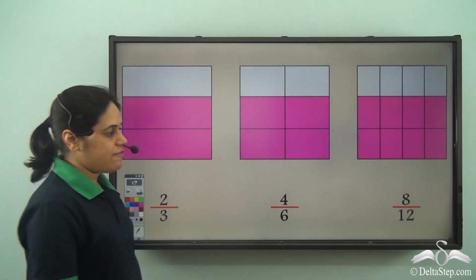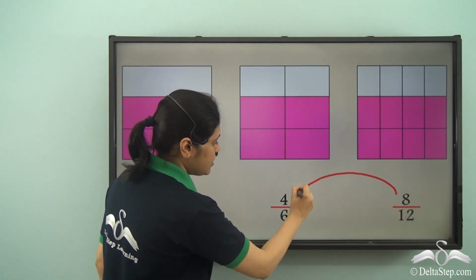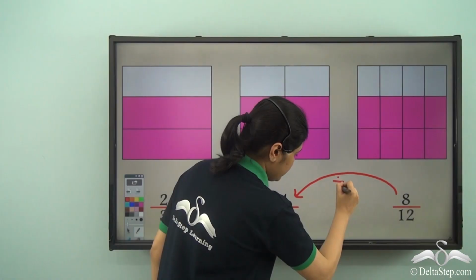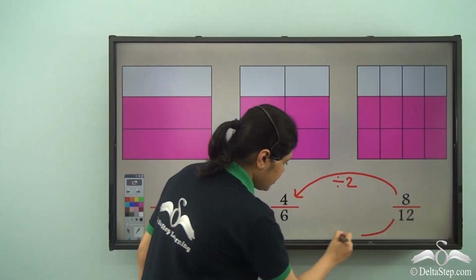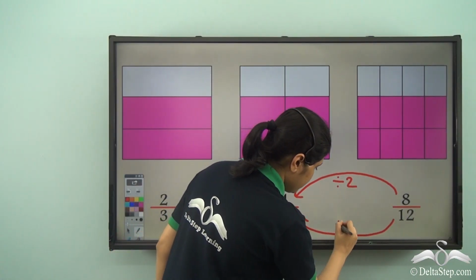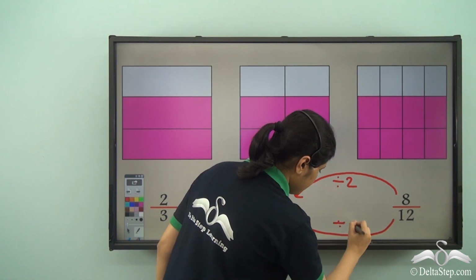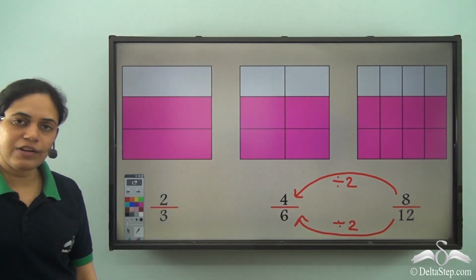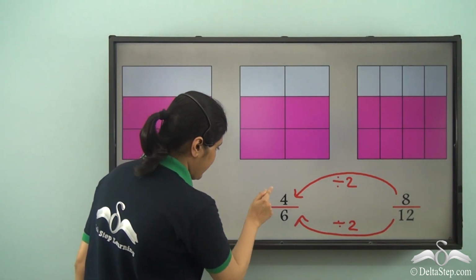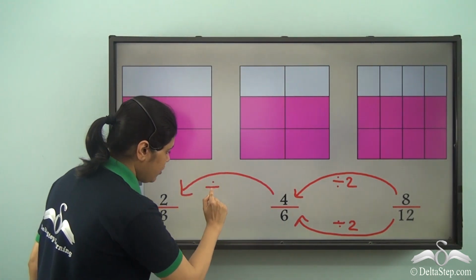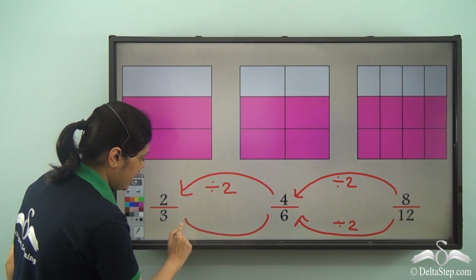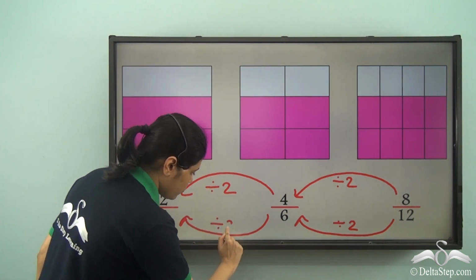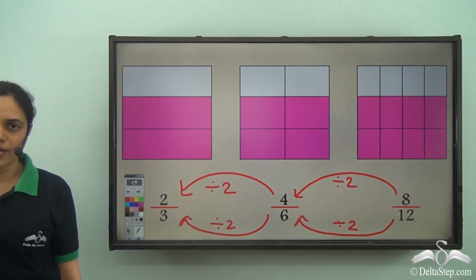Also, if I divide this numerator by 2 and the denominator by 2, I get the equivalent fraction. Once again, I divide the numerator by 2 and I divide the denominator by 2. I get the equivalent fraction.